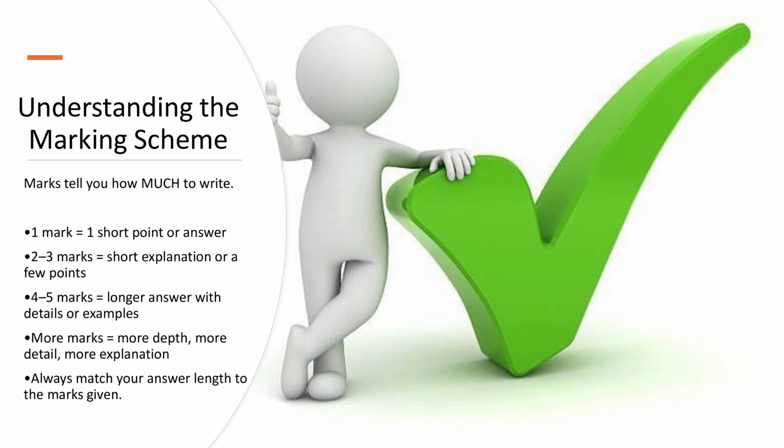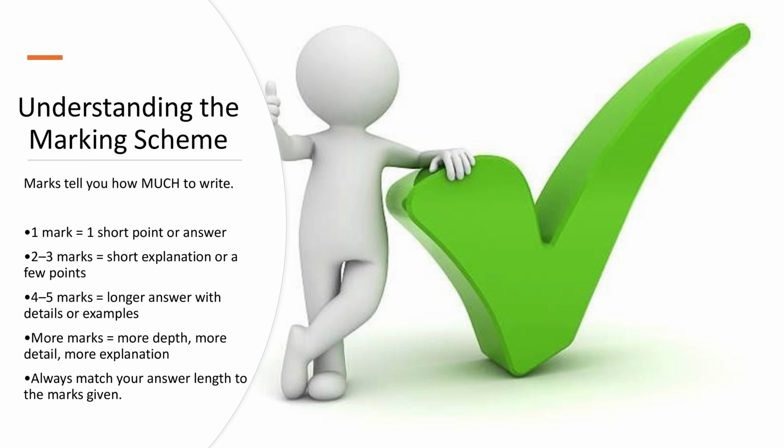Now we are taking a look at understanding the marking scheme. Marks are not just numbers. They are clues. The number of marks should tell you how much I expect you to write. If a question is 1 mark, I only want 1 short answer or 1 point. Do not write a paragraph. If it is 2 or 3 marks, I now expect a few points or a short explanation. This can include maybe 2 or 3 sentences.